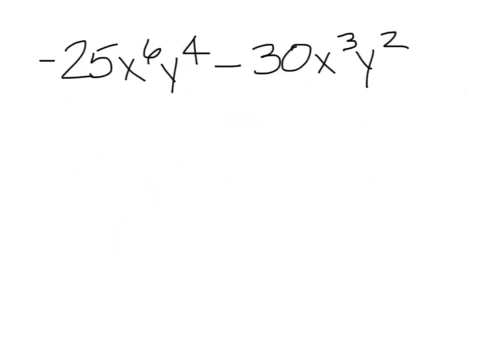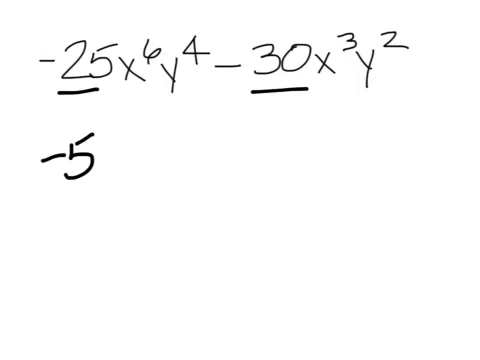Negative 25x to the sixth, y to the fourth, minus 30x to the third, y to the second. What is the greatest common factor for this polynomial? 5. No, it's wrong right off the get-go. Why do I know it's wrong even though from what you just said? Has to be negative, because the first number is negative. The first number is negative, yes. So now we know that it's going to be negative. What is the greatest number that comes out of these two items? Negative 5. Negative 5, yes.